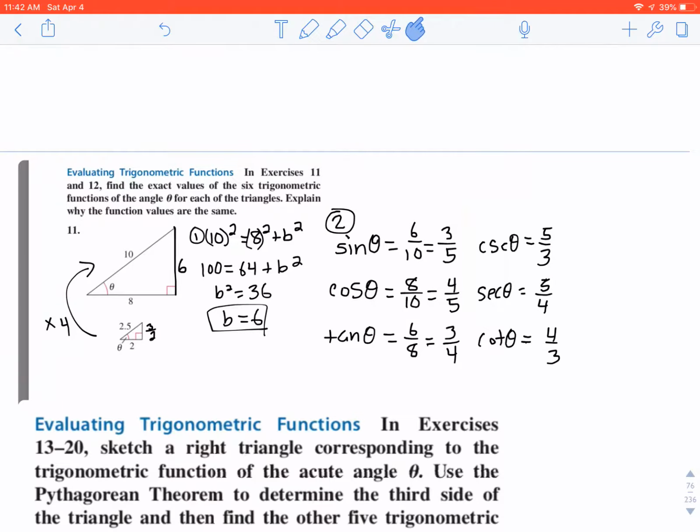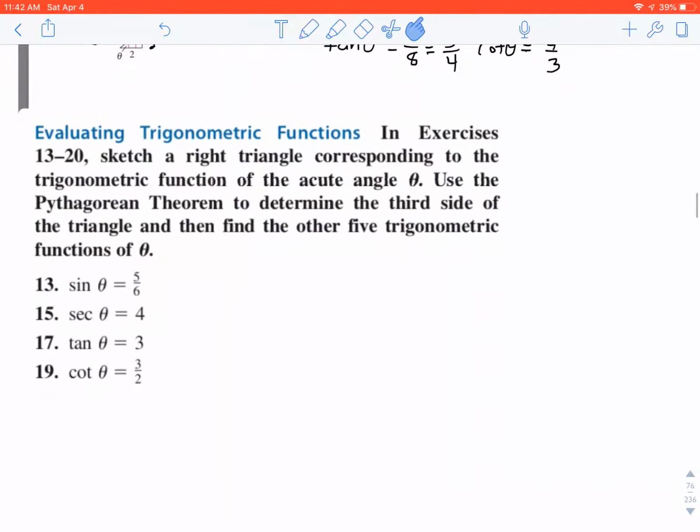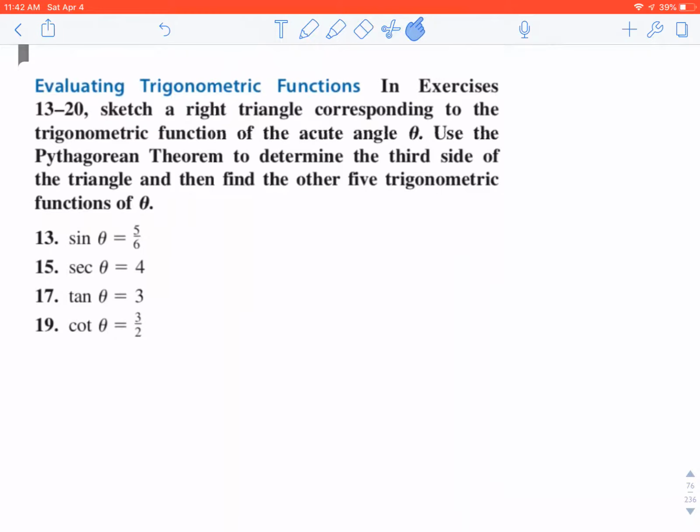Okay, number 13. Actually for 13 through 19, we're going to sketch the right triangle and then use Pythagorean theorem to find the third side, and then we're going to find the 5 other trig functions. So I'm going to do 13 up here. I'm going to sketch a triangle first. I'll put theta here. So we know for 13 that sine theta is opposite, which is 5, over hypotenuse, which is 6. We need to find the missing side length, which I will call b.